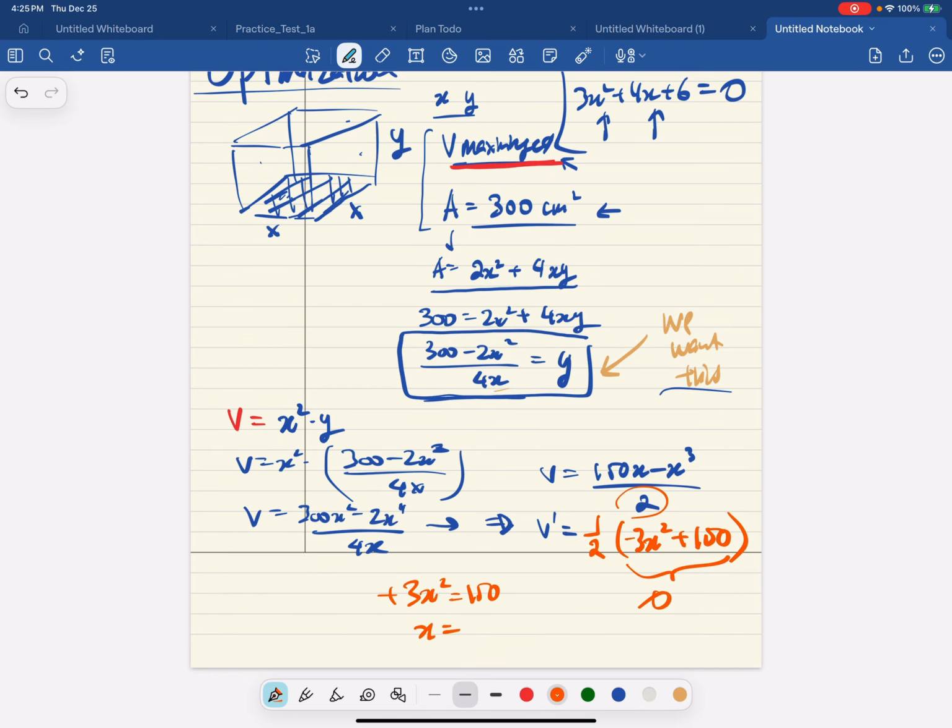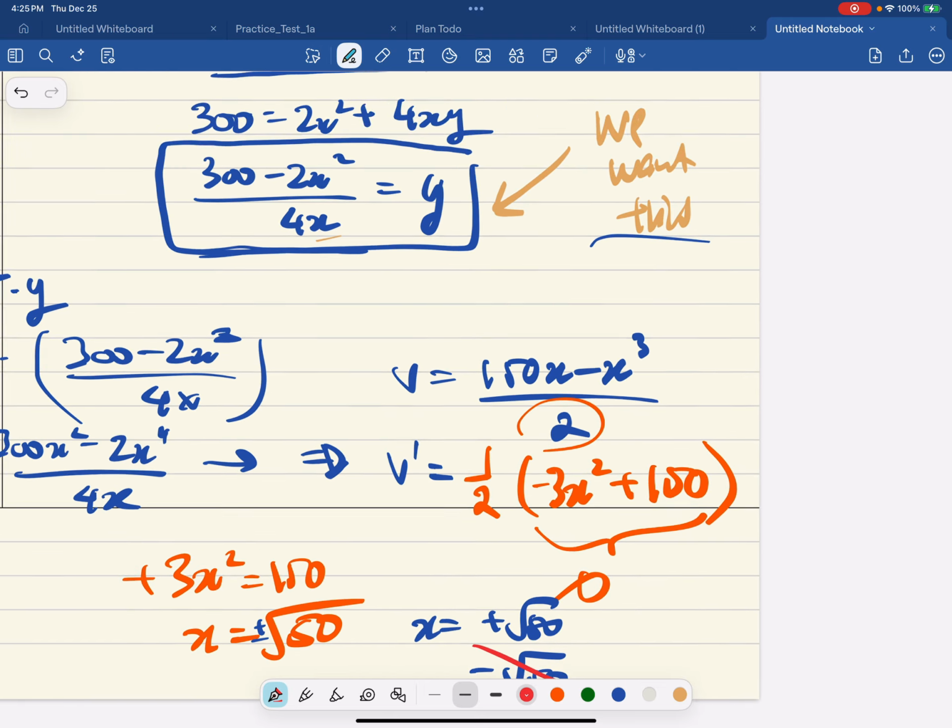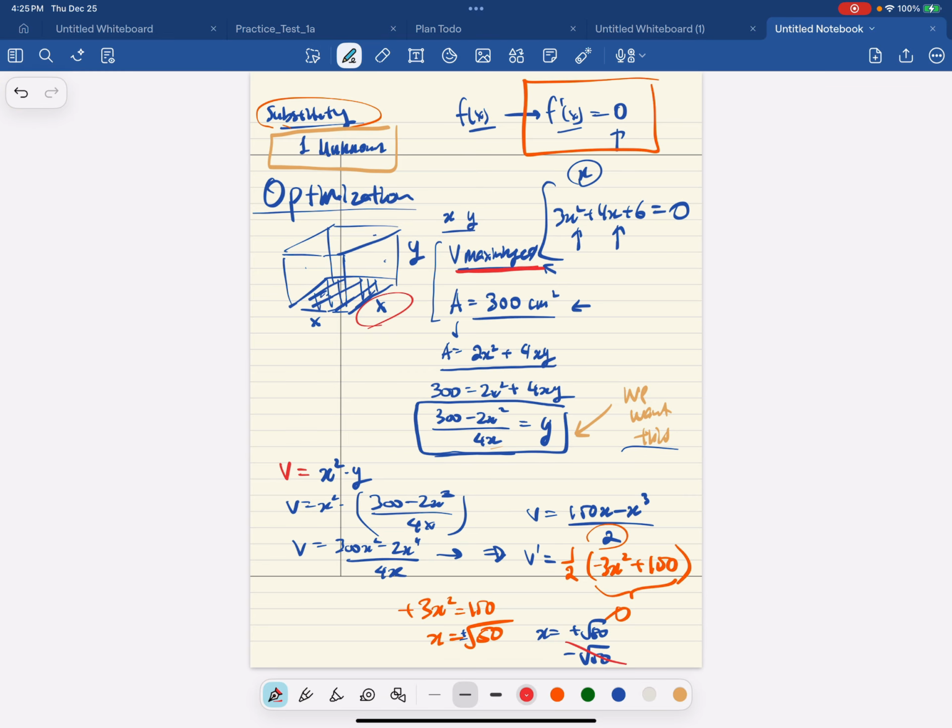x squared is equal to 150 divided by 3, so that's 50. But then it's rooted, and don't forget your plus or minus. Always remember your plus or minus. x is equal to plus square root of 50 or minus square root of 50. But we know that the negative has to be rejected in this problem because a negative x value, a negative measurement, does not exist. So we know that the answer is positive root 50. You don't even need to write the positive. But that's for x. x is equal to that.